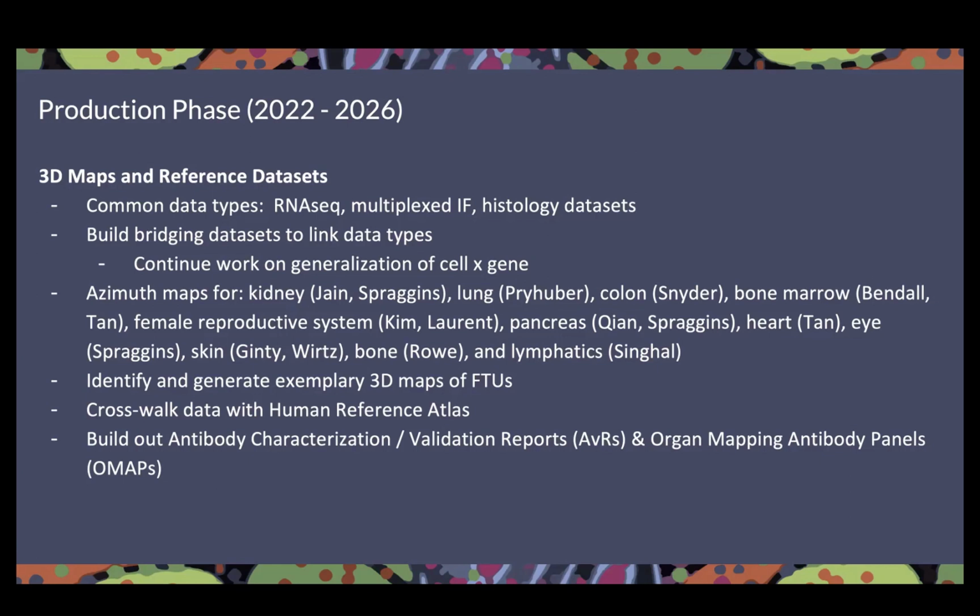But then, of course, there are also protein biomarkers. That's the last item on the list here, where we have validated antibody panels and validation reports. And yes, all of those have IDs, and they then are used to construct so-called organ mapping antibody panels, or OMAPs. And again, that's the cell types by protein biomarkers matrices that are also in alignment with the ASCT+B tables.